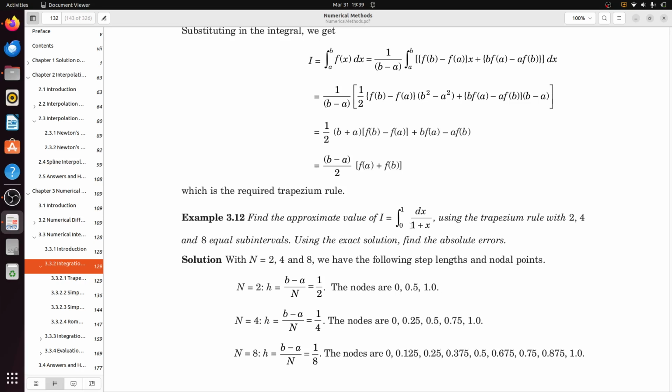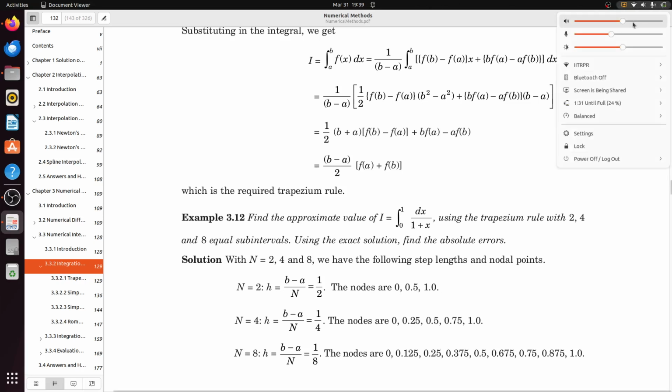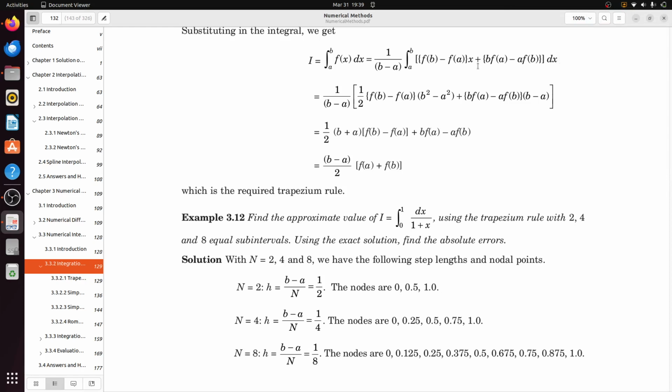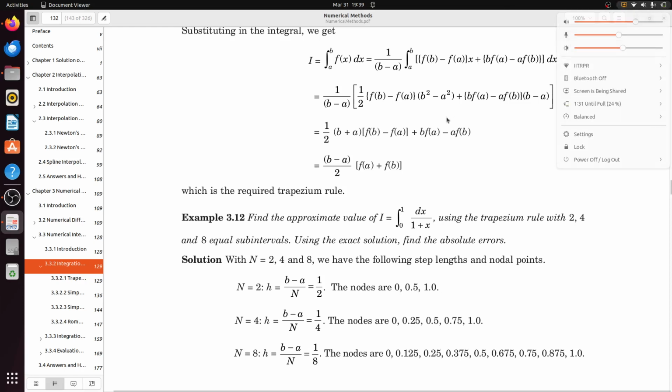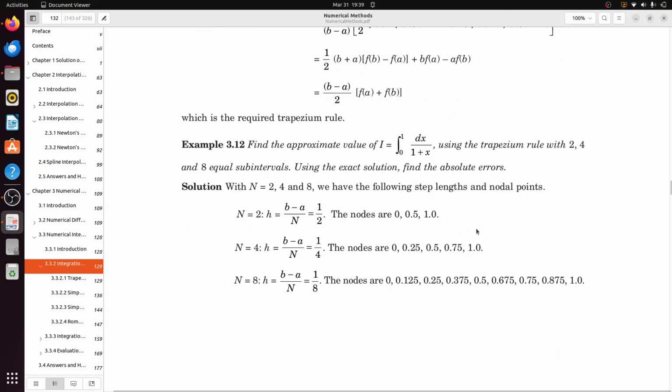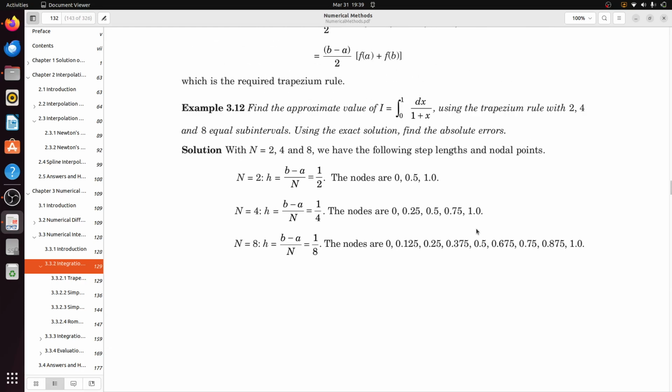So for 2 subintervals it is 0.708, sir. Yes, please, speak a little louder. Sir, yes, for 2 subintervals I got 0.708 as the answer, okay, and the exact value I got 0.69.